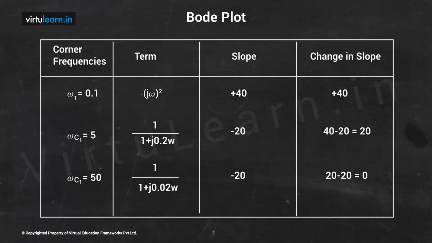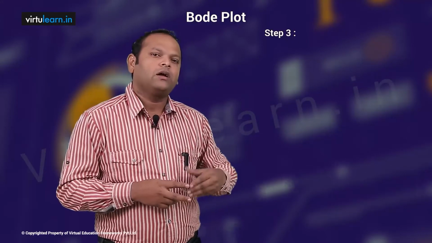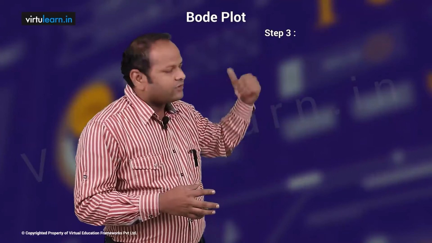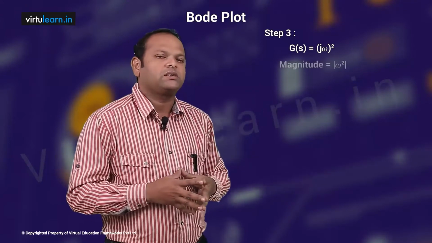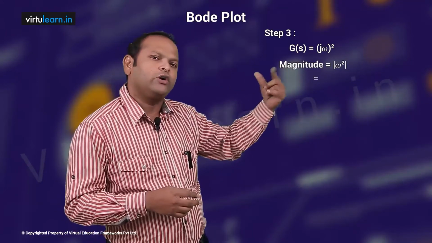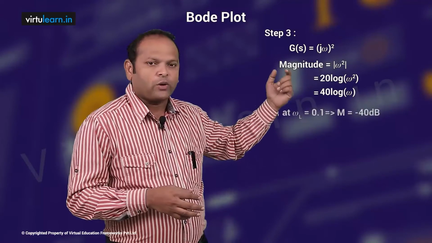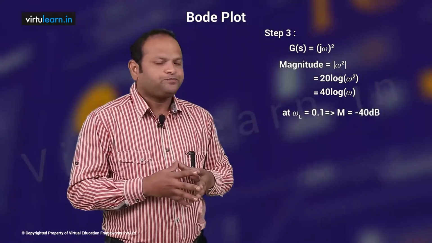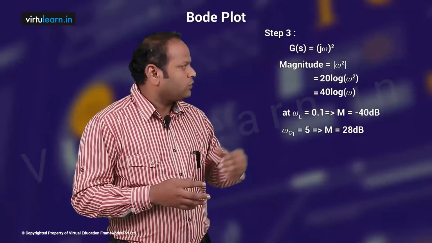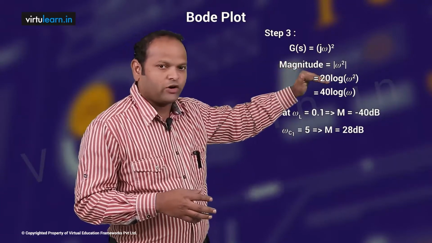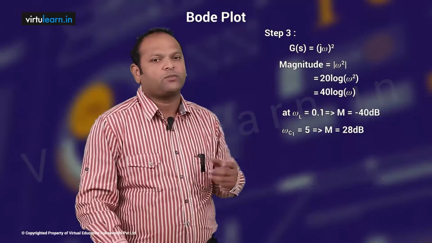Once the table is available, in step 3 I want to find M dB values for the first two frequencies, omega L and omega c1. For that I take the first term. The first term is s square, that is (j omega) square. Then what will be the magnitude? It is simply omega square. Then what is the M dB value? 20 log omega square or 40 log omega. Now when omega is omega L, that is 0.1, then M dB value is going to be minus 40. When omega is omega c1, that is 5, then M dB value is going to be plus 28. So it is changing from minus 40 to plus 28.